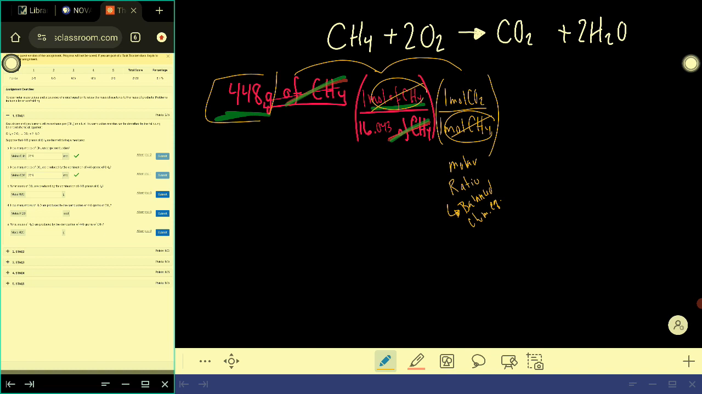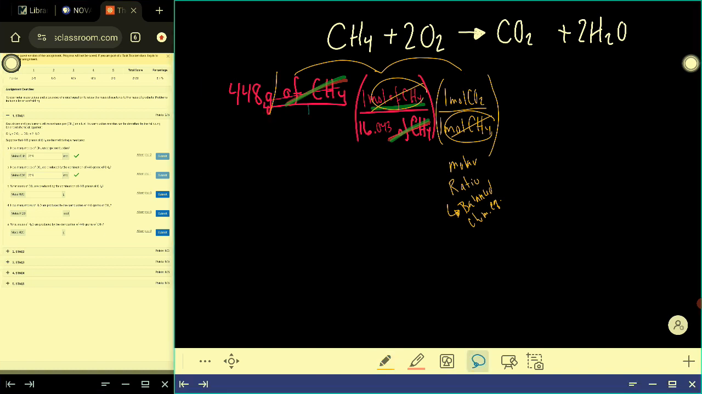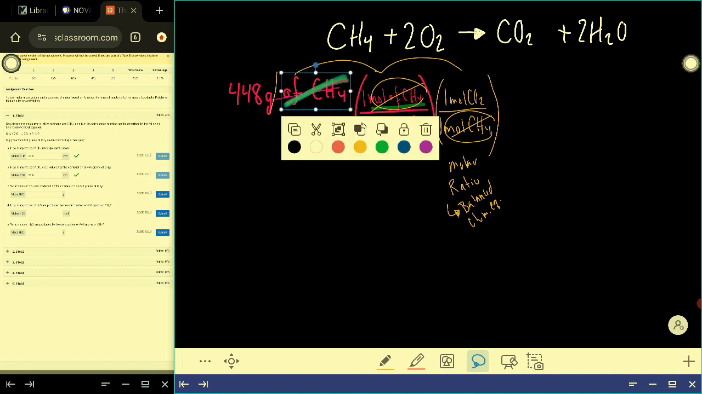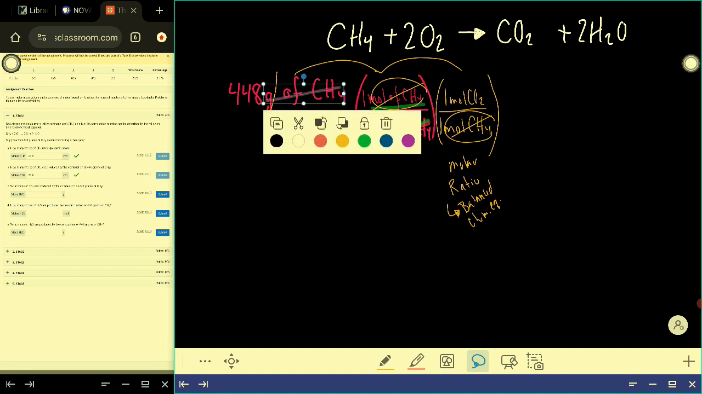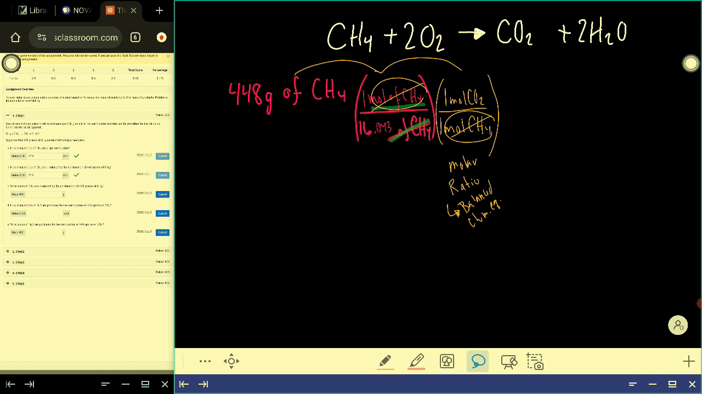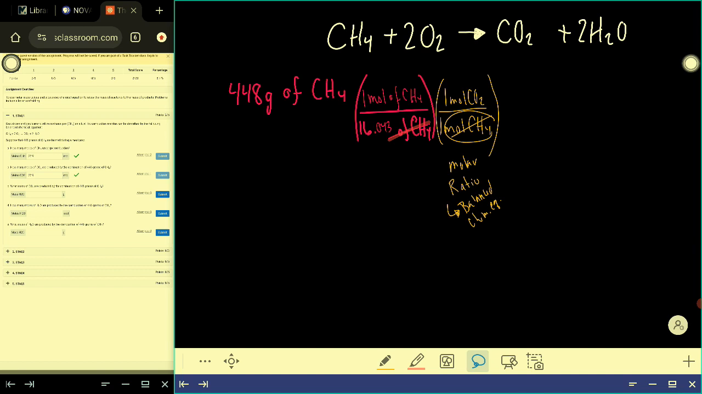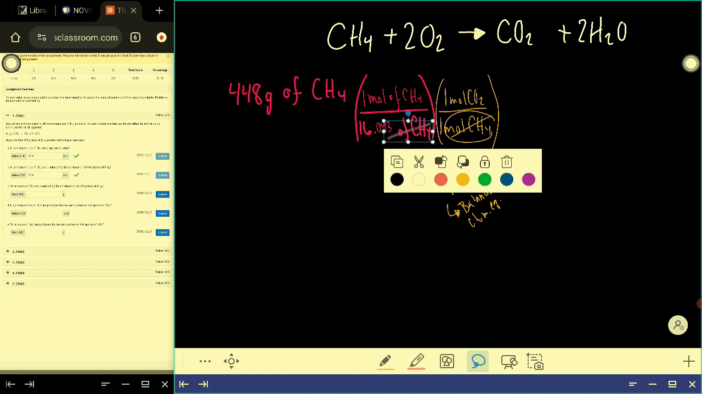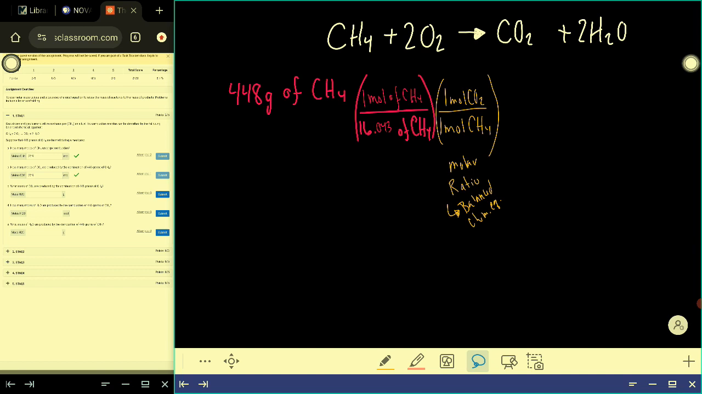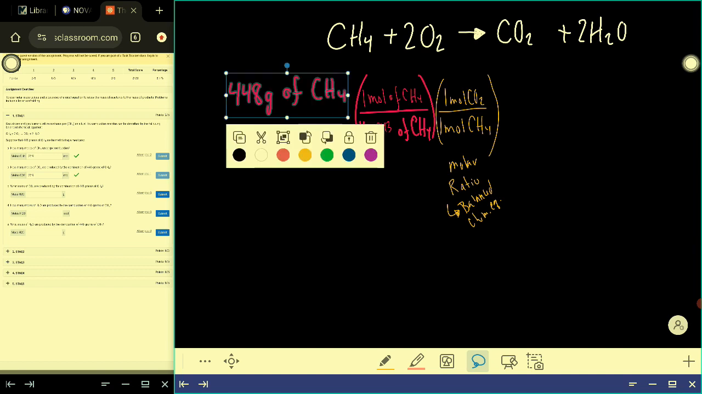Now, I'm in the same starting quantity as my first problem. I'm still in 448 grams here of methane. Let me erase some of this stuff so you can see this a little bit more clearly. So I can still use this because this still would be my first step. All right, I still need to go between these guys here. Because I'm still starting with this 448 grams of methane, I still need to get out of methane to get to carbon dioxide.